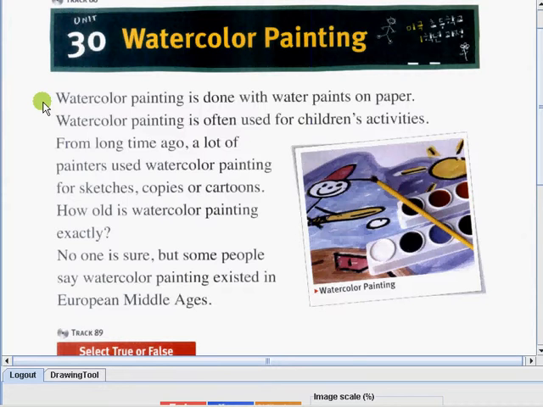I will read this first in a slow-paced mode. Then, you can join me in reading the passage again in a fast-paced mode. Let's start.